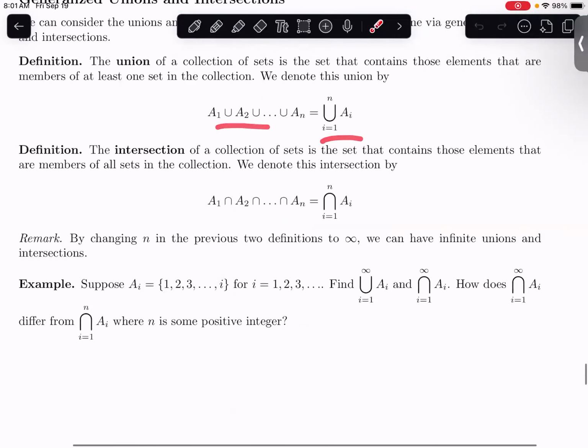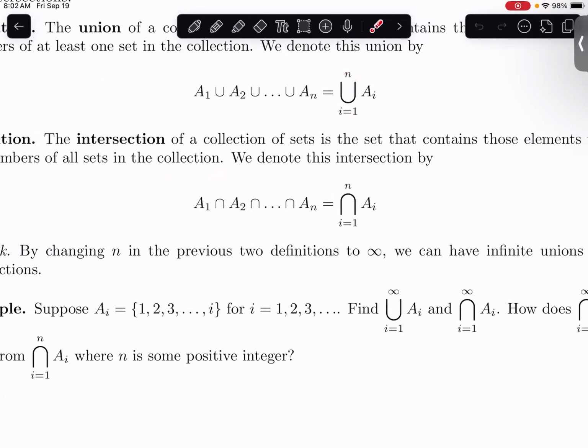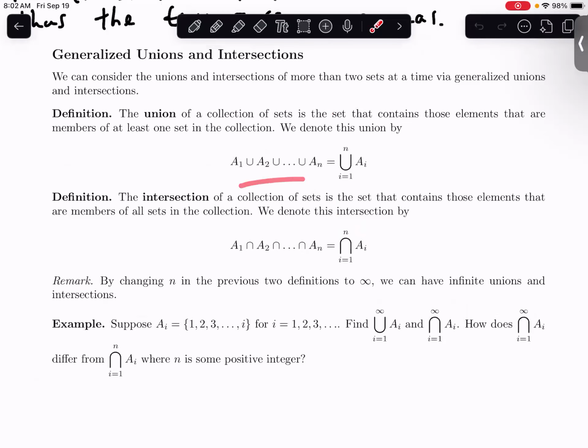And then conversely, we have the idea of the intersection of a collection of sets. This is the set that contains those elements that are members of all of the sets in the collection. Similarly, you just flip the cup into a cap, or the union into an intersection. So an element X is only going to be in this intersection if it's in A1 and A2 and A3 all the way up until AN. It has to be in every set in order to be in the intersection of all the sets. So it's the same idea as before, except now we're just adding more sets into the mix.